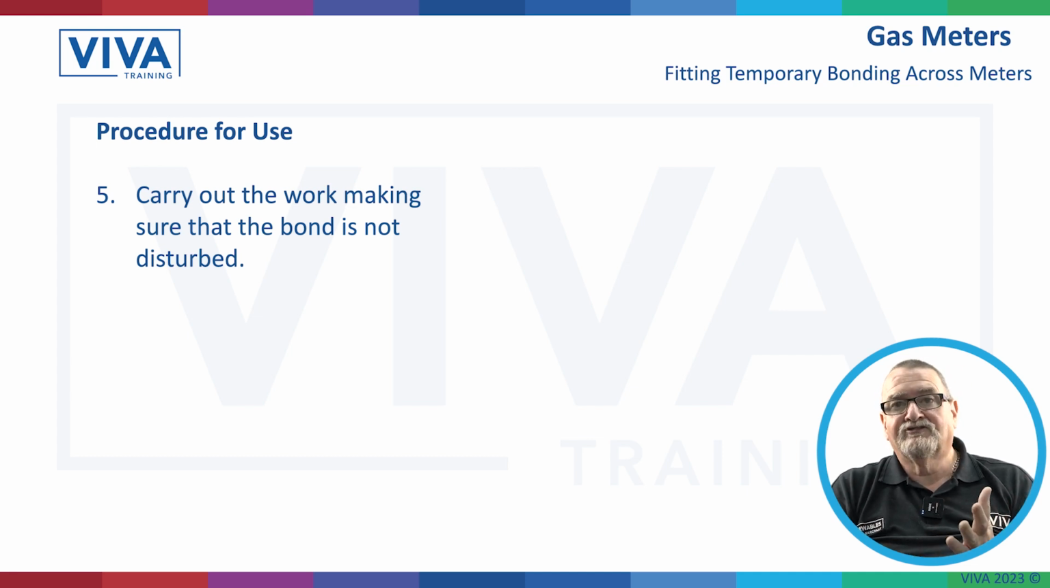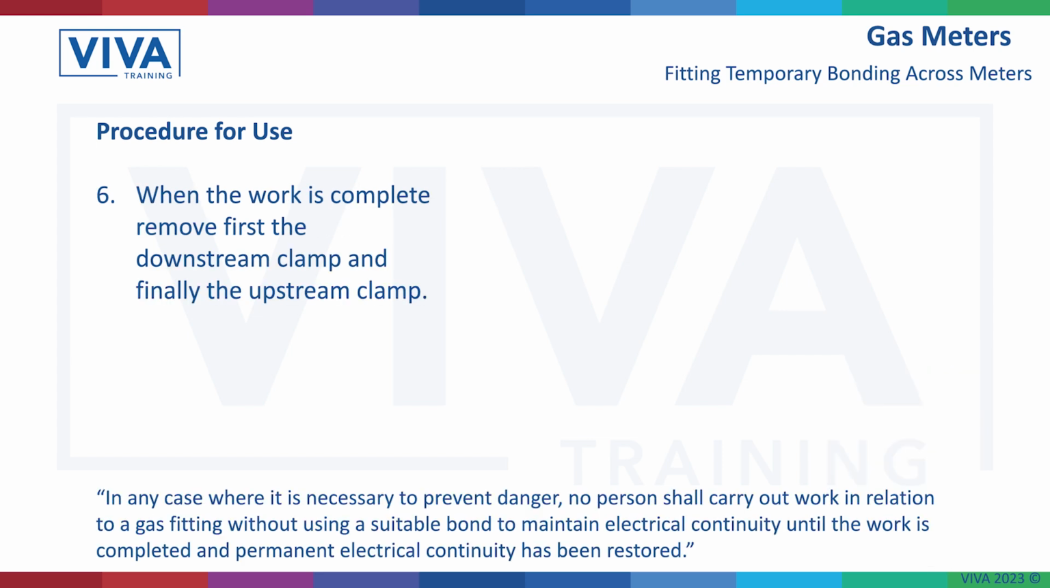Obviously, we're going to cap the meter, as we said earlier on. We're going to put it in a nice safe position so it doesn't get damaged, doesn't get any dirt in it because it's got the caps in. We're going to carry out the work that we need to do. Then when we're putting it back on, we connect the meter back up, and we'd always remove the downstream clamp first. It's just what we do, and then we're going to remove the upstream clamp.